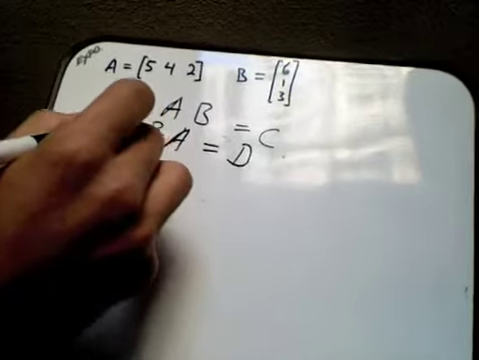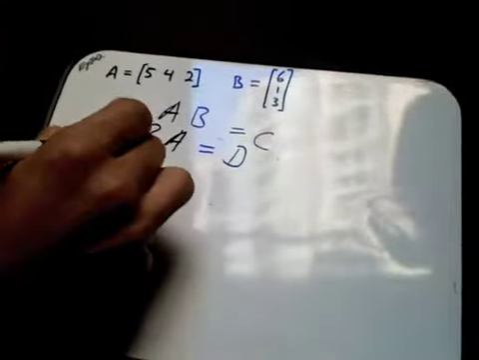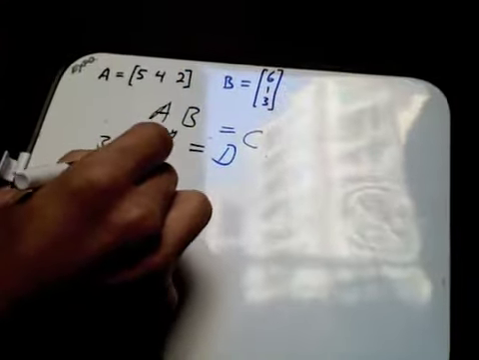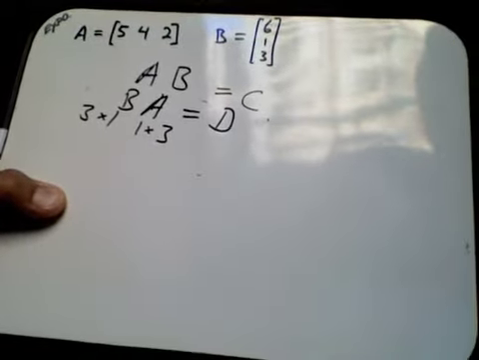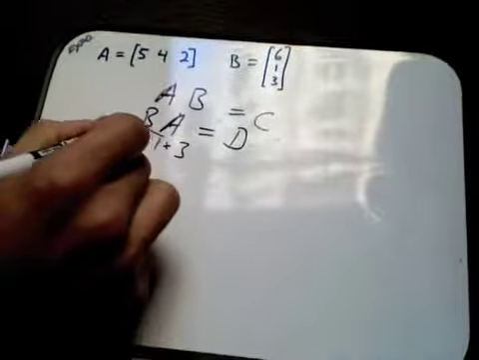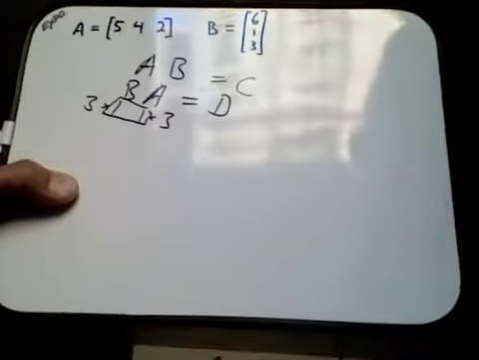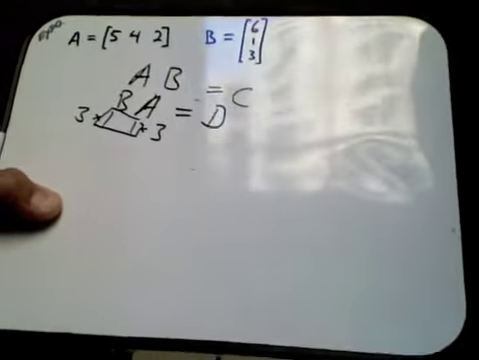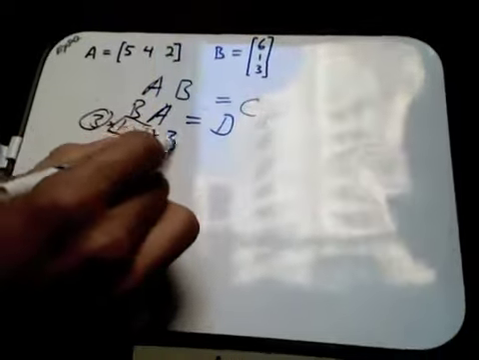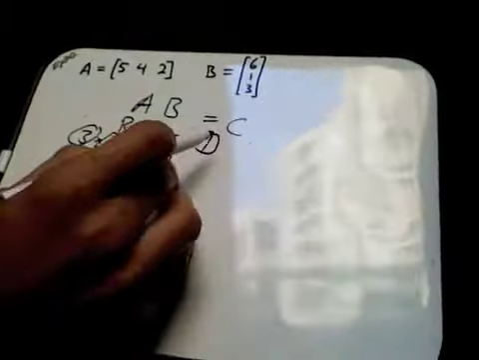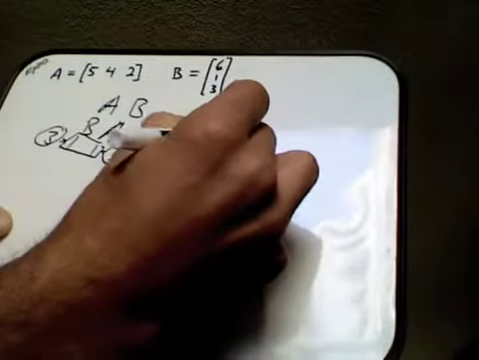Check it out. B is a 3 by 1. A is a 1 by 3. Can we do this multiplication? That's right, we can, because the inner numbers, the ones, match. So we can. It's defined. And what will the resulting dimension be? 3 by 3.